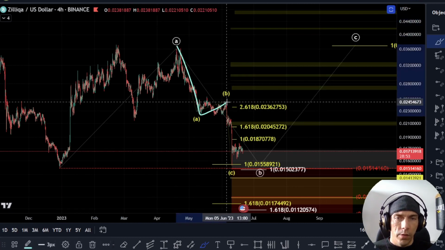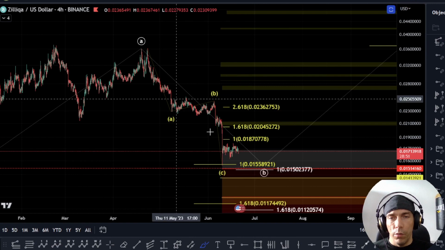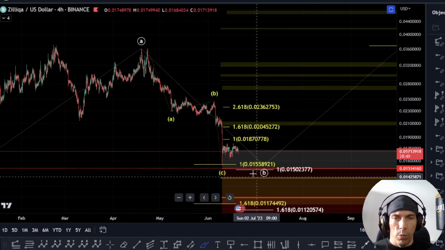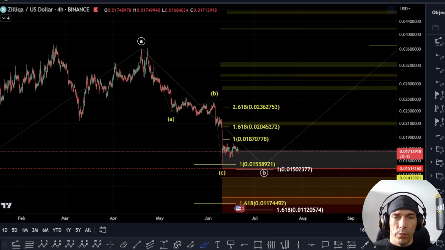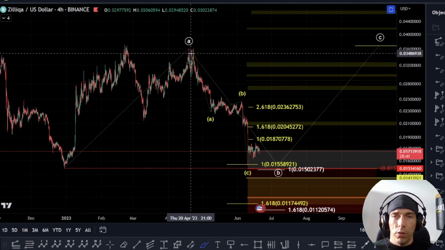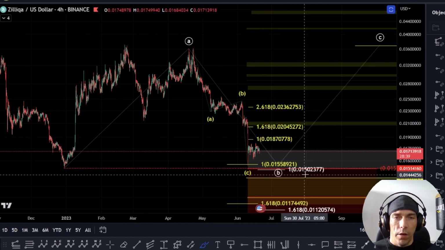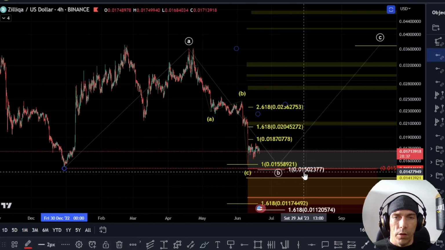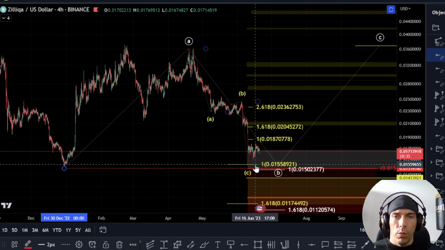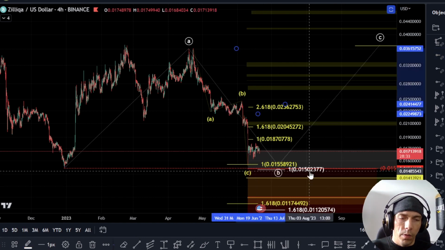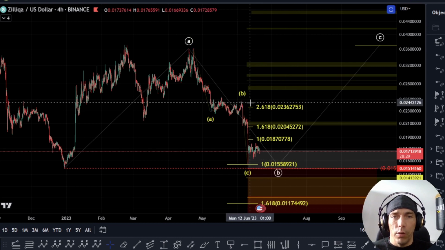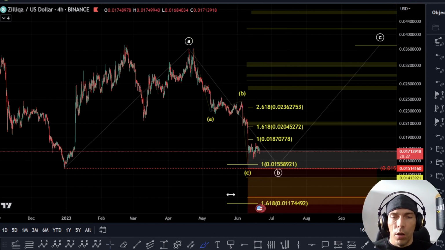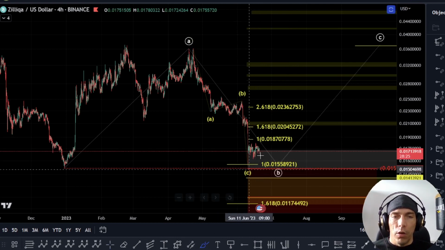Now, if we do see this as ABC, we've actually reached an important target here, which would be this 1-to-1, which is sitting here at the 0.155. So I'm just looking out for the possibility of a reversal. If we do look to push back down here, possibly we could see this come down a little bit deeper. But what I'd want to see here is a clear move to the upside, looking to take this B wave for more confidence that this move is actually completed.